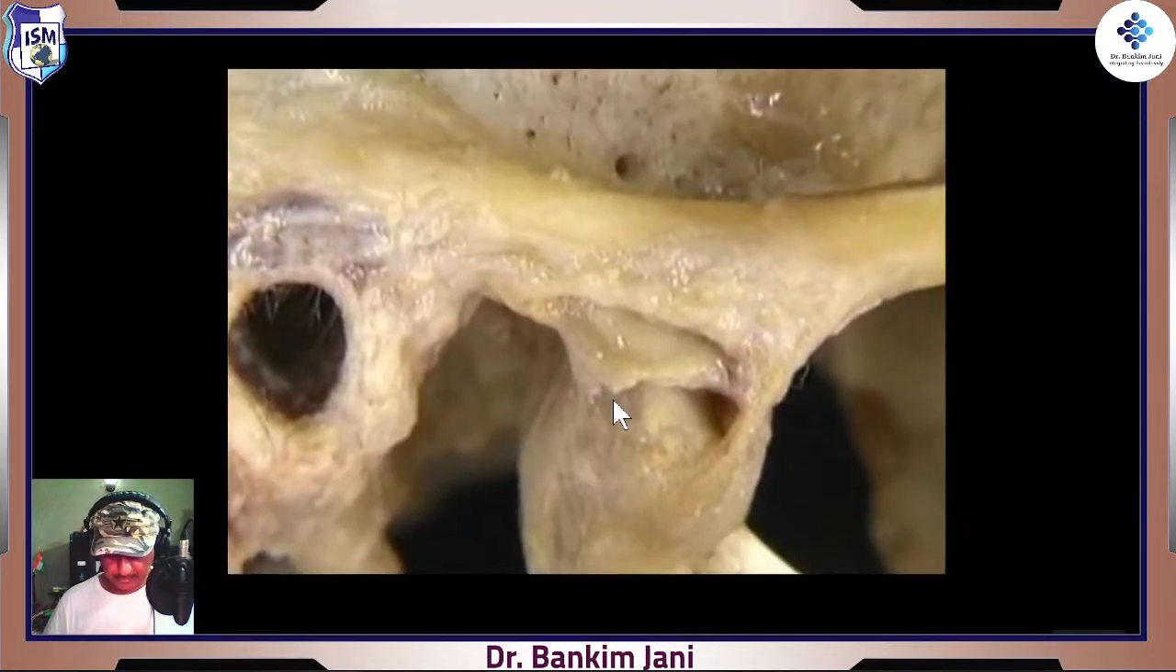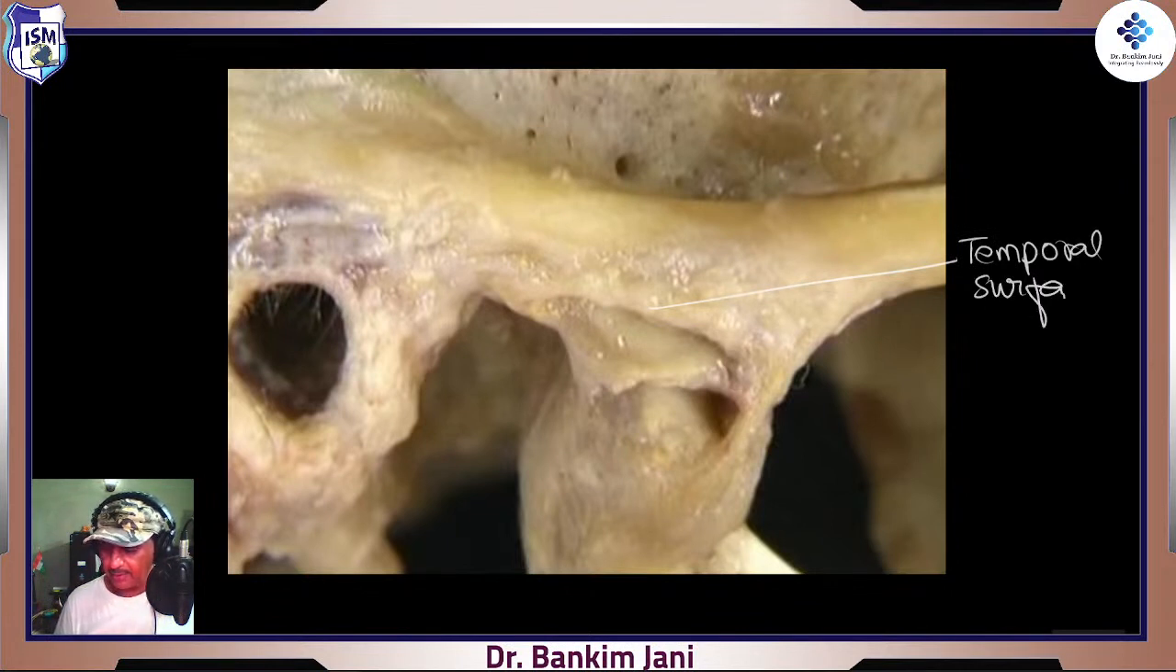And that's the gliding movement. This gliding movement is between the temporal surface and the disc. So here it is the temporal surface, the temporal bone. And it is this disc which glides. So that is the disc. So here it is for the gliding movement.